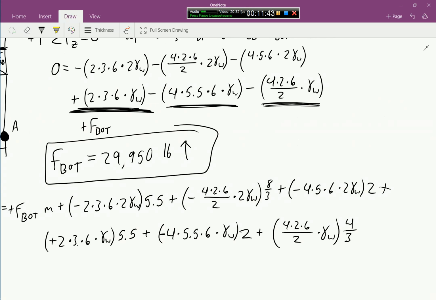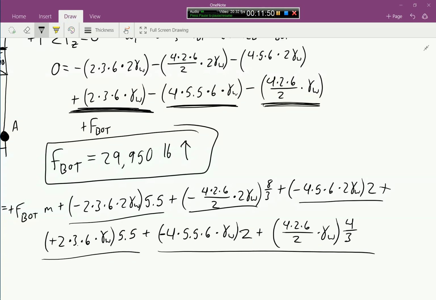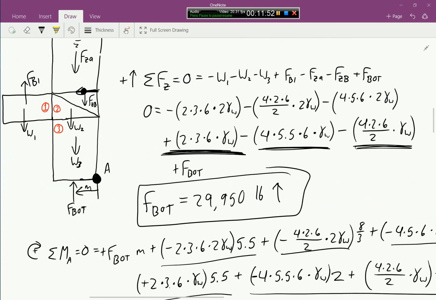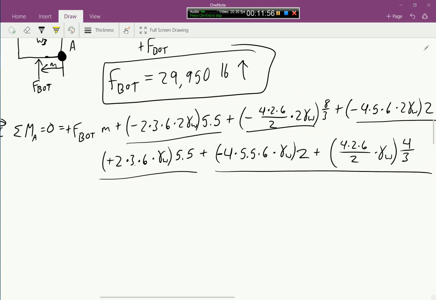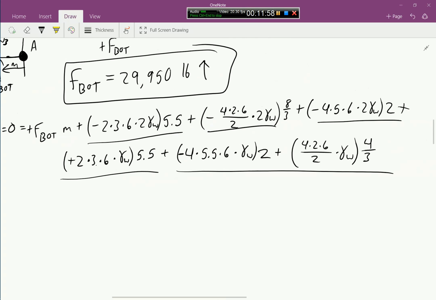Yeah, we have our 3 weights right here, right here, and right here. We have our buoyancy force, and then we have our 2 parts of the force of the water above. So now we have no unknowns except for M. We know what F bottom is. We know what all the gamma waters are.